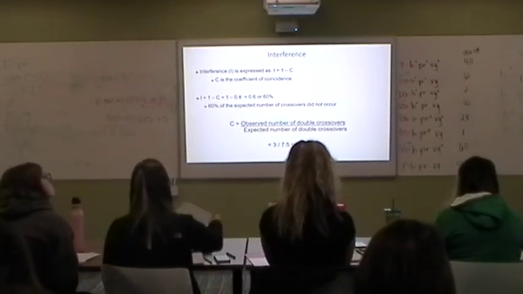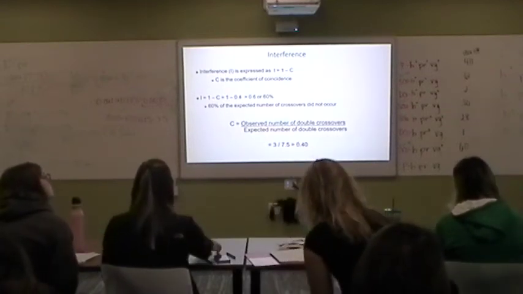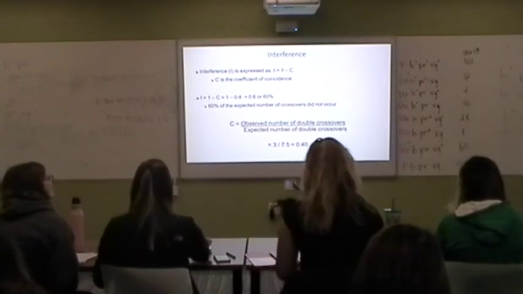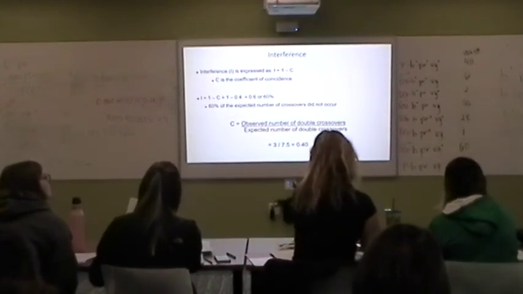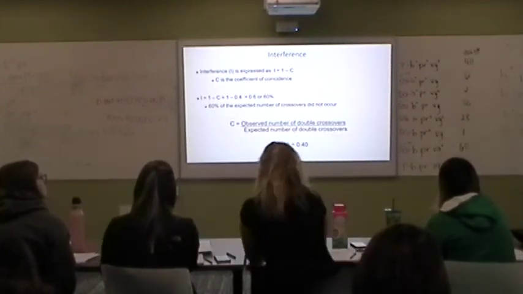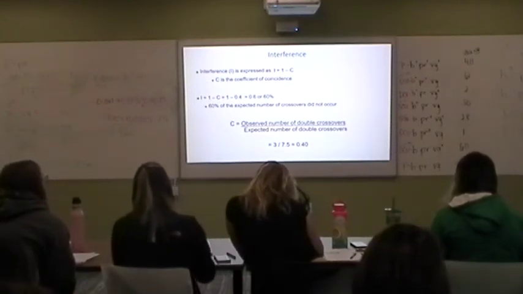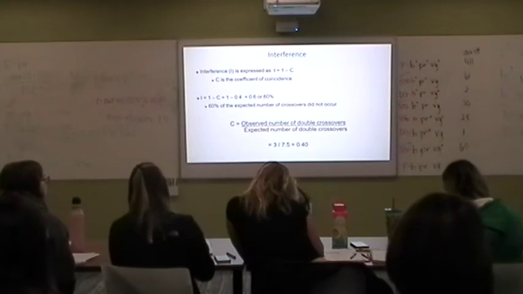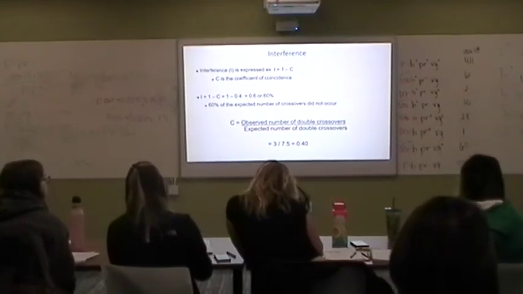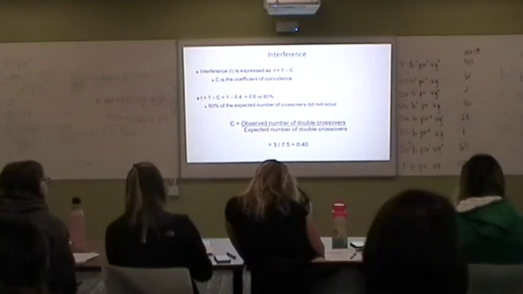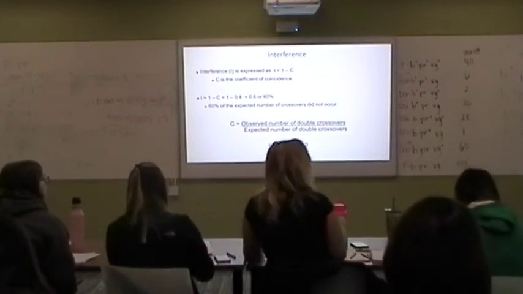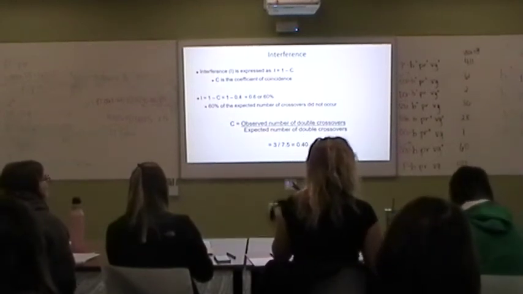So on your homework problems, again, I'm just going to keep saying this, you're going to first map it, so figure out the order of the genes. Second, you're going to calculate the distances, which we did on that board. Third, you're going to give me your coefficient of coincidence and your interference values. Practice that, and you'll probably get at least 20% on the next exam. Yay!